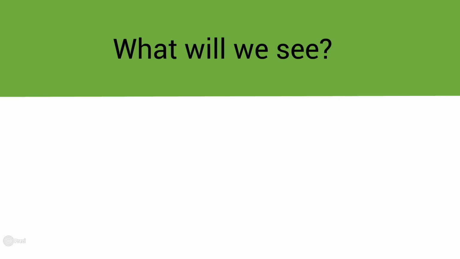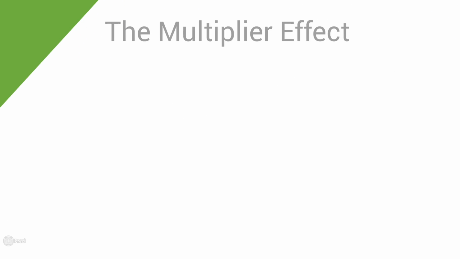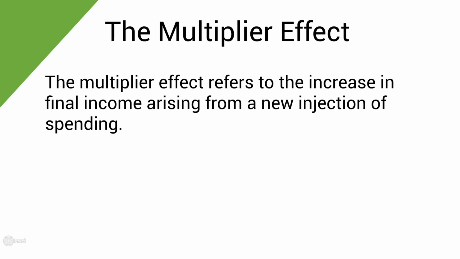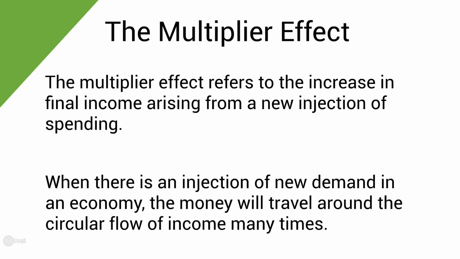Today we'll be looking at the multiplier effect. The multiplier effect refers to the increase in final income arising from a new injection of spending. When there is an injection of new demand in an economy, the money will travel around the circular flow of income many times. And the multiplier value refers to how many times the initial increase in income moves around the circular flow of income and moves around the economy.